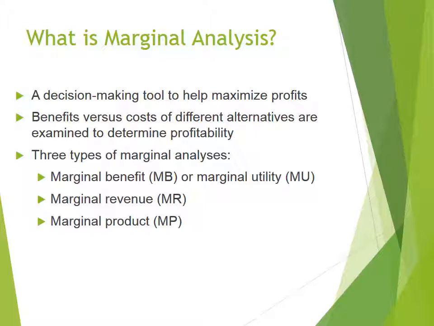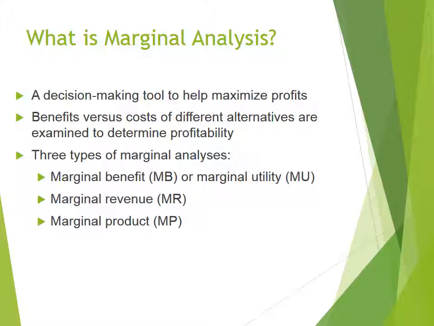So there are three types of marginal analysis, and they are as follows. Marginal benefit or marginal utility. This can be defined as the additional satisfaction or utility that a person receives from consuming an additional unit of a good or service. A buyer derives the most satisfaction from consuming a product where marginal utility equals price.